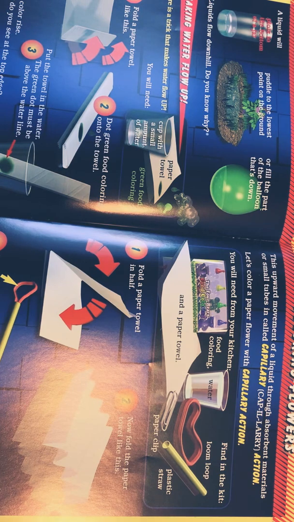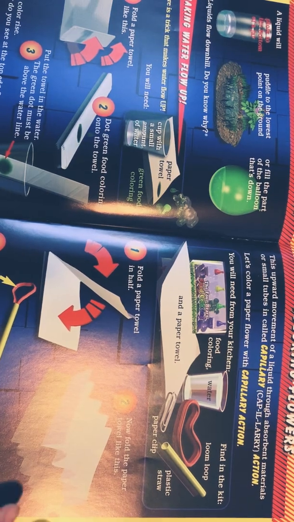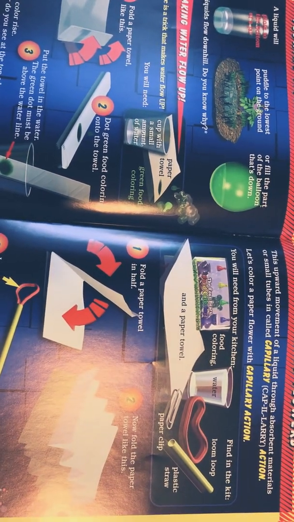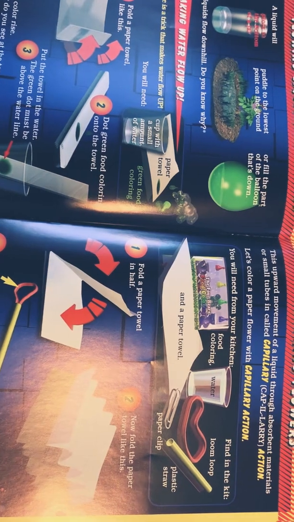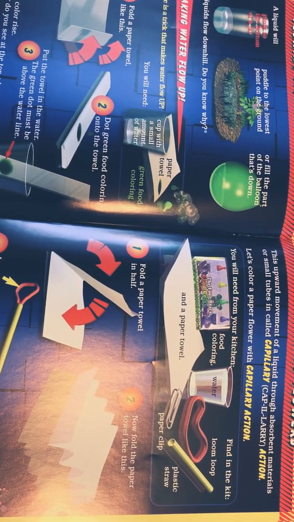Let's color a paper flower with capillary action. You will need from your kitchen food coloring, a paper towel, water, a paper clip, and a plastic straw. Find the loop in the kit. Fold a paper towel in half. Now fold the paper towel like this. Insert the red loop through the yellow plastic straw. You can use a straightened paper clip with a hooked end to guide the loop through the straw. Hold the loop in place with a paper clip.